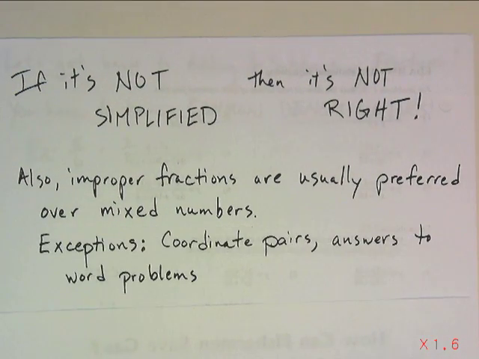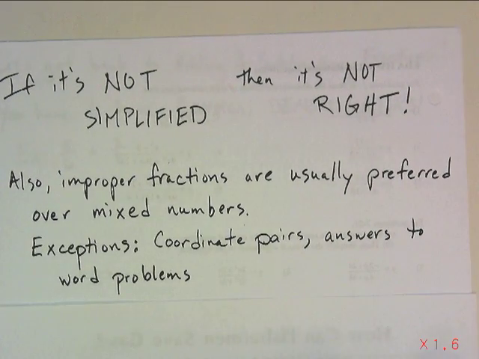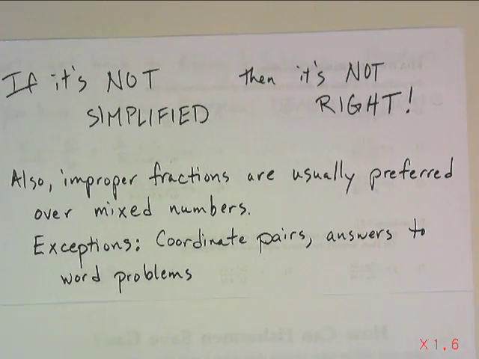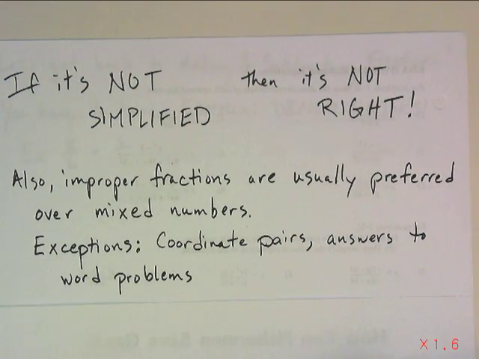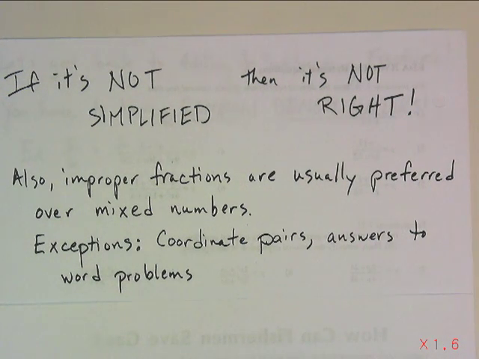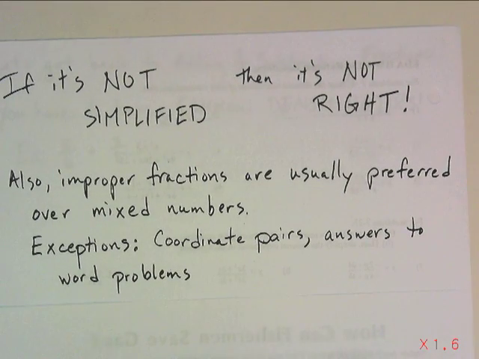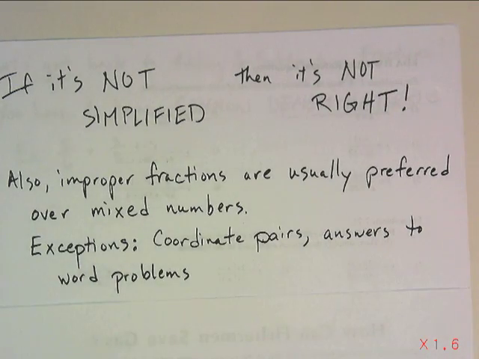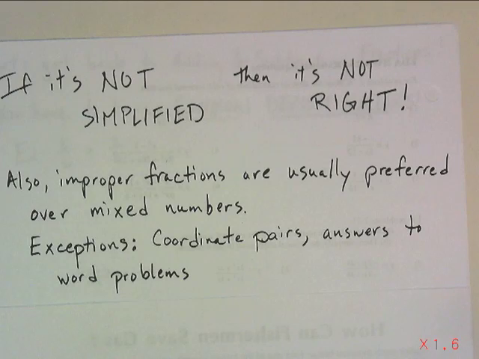There are a couple of exceptions. Like always, all rules have some exceptions. If you are trying to work with coordinate pairs, it's not going to make sense to try to find where -11/4, comma 14/3 is located. That's going to make a lot more sense if we express those as mixed numbers. The same for answers to word problems. We don't want to talk about having to buy 18/5 cans of paint. That doesn't really make sense.